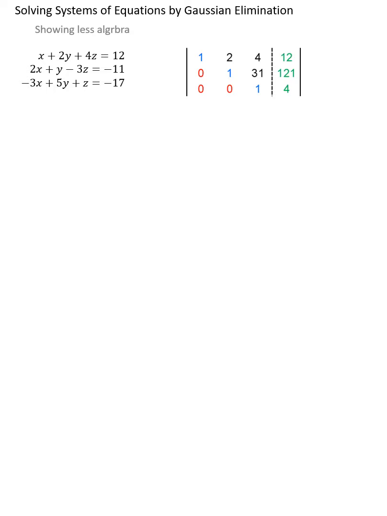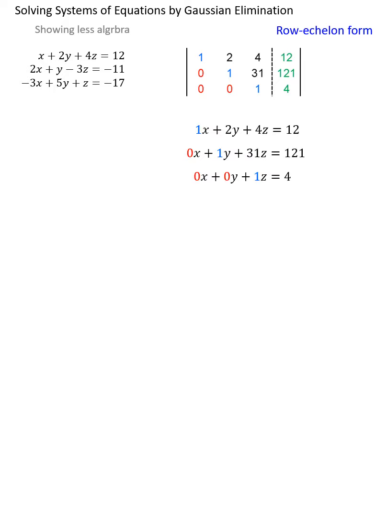Once we've converted our system of equations into a matrix of this type, we call that row echelon form. There's a long history behind that name, and it isn't the point of this video to go that deep into matrices, but that is the name of this format. 1s on the diagonal and 0s underneath that diagonal.